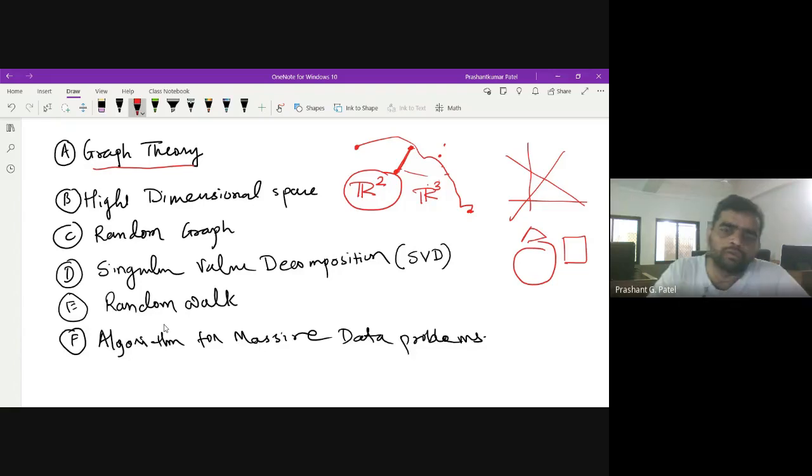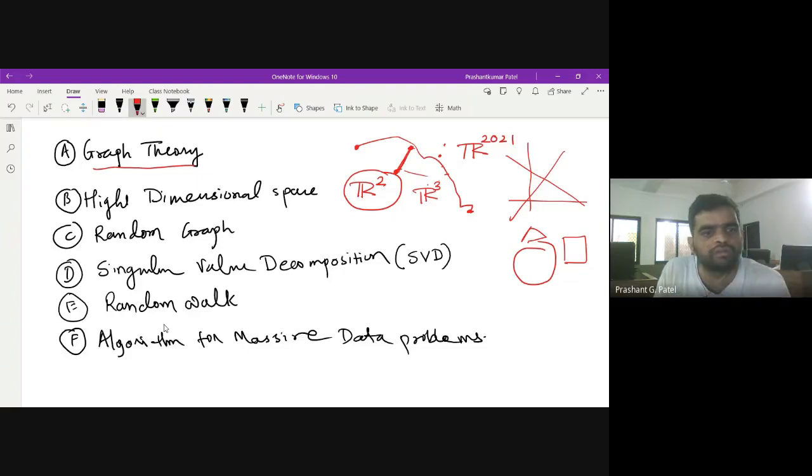But if I give you a space having 21 dimensions, what will be the sphere in this dimension? What is the volume of that sphere? And how does the volume behave in such a high dimensional space? All sorts of things we are going to study in this high dimensional space.